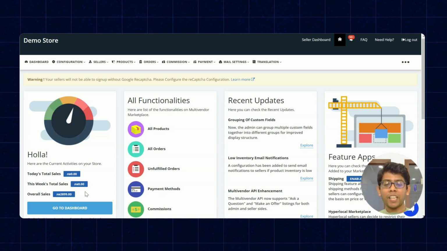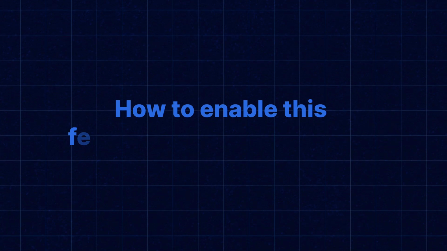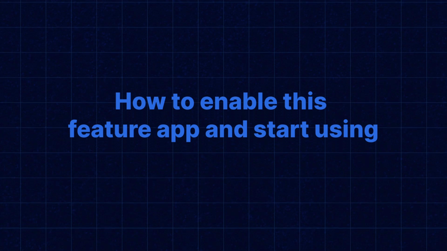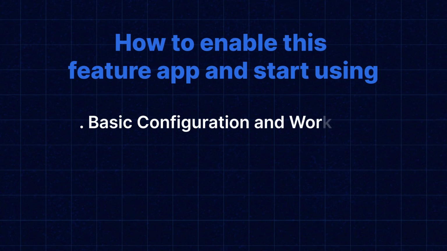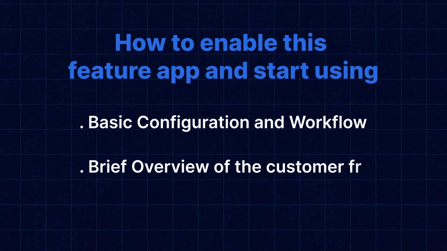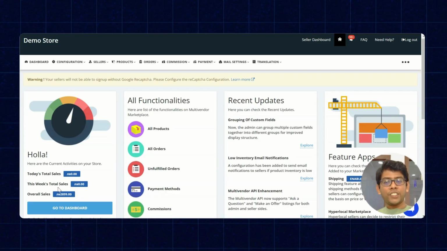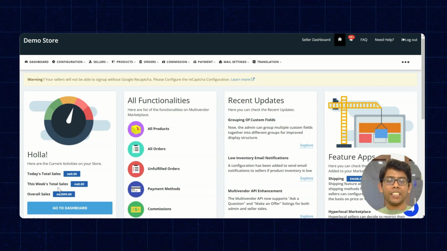Here is what we will be covering in this video. An overview of the feature app, how to enable this feature app and start using, basic configurations and workflow, and a brief overview of the customer's front-end experience. So let's start. Let's first understand what the seller tags and categories feature app is all about.